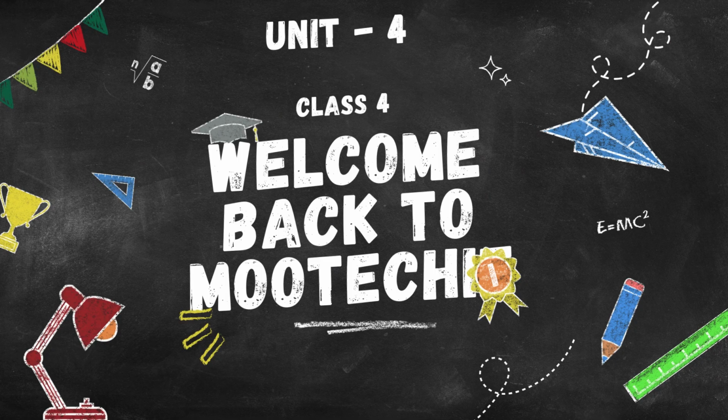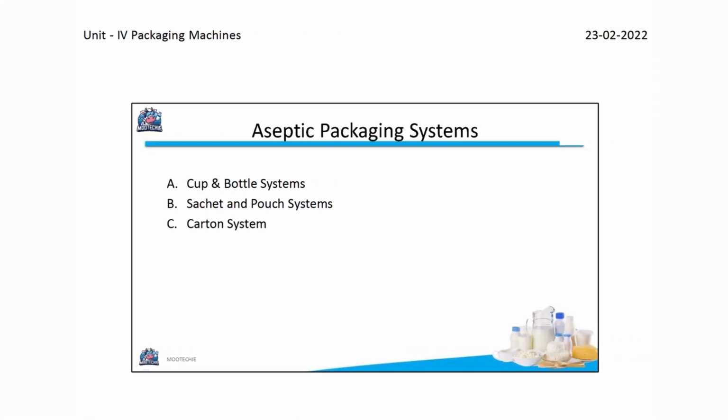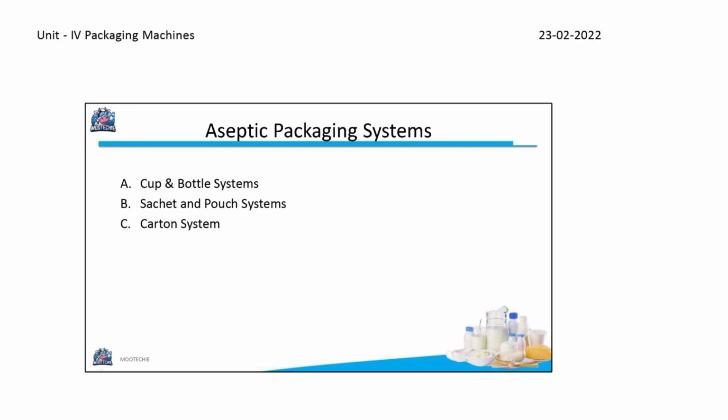For our dairy technologists and students, this is class 4 in our series on dairy engineering, continuing directly from our previous discussion. Today we're diving deeper into Unit 4, focusing on the machinery that makes modern packaging possible. Let's begin with an overview of aseptic packaging systems. These systems are crucial for maintaining sterility and are categorized into three main types: cup and bottle systems, sachet and pouch systems, and carton systems.